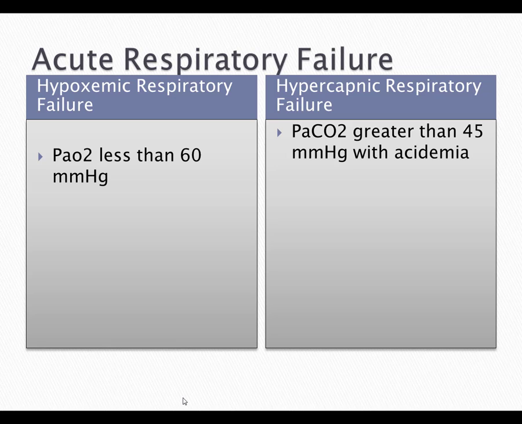Hypercapnic respiratory failure, the definition is partial pressure of arterial carbon dioxide more than 45 with acidemia. So acidemia would be a pH less than 7.35. And it is defined as a PaCO2 number that is higher than normal, so greater than 45.